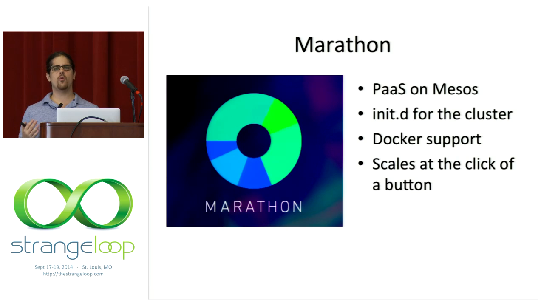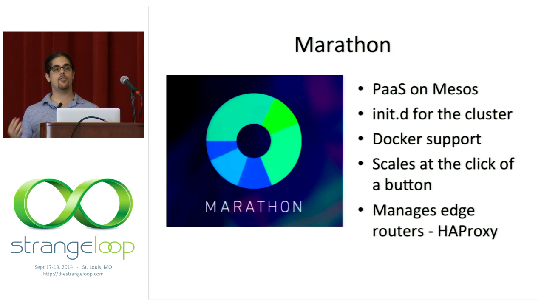Now, for those of you who are worried about this, oh, but my application, where does it start? What port is it on? How do I even connect this up? Like, how do I tie a DNS name to this? Marathon actually has integration with HAProxy, so that you can have fixed HAProxy nodes, and Marathon will automatically manage all of your edge routes for you. So it's really a complete, or nearly complete, platform as a service solution for your Mesos cluster.